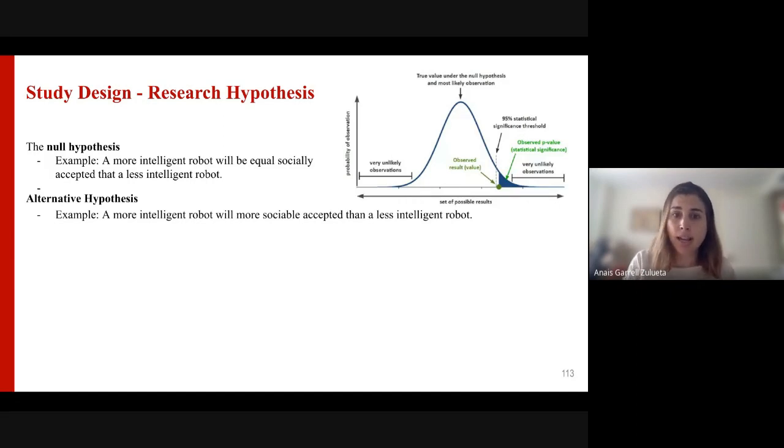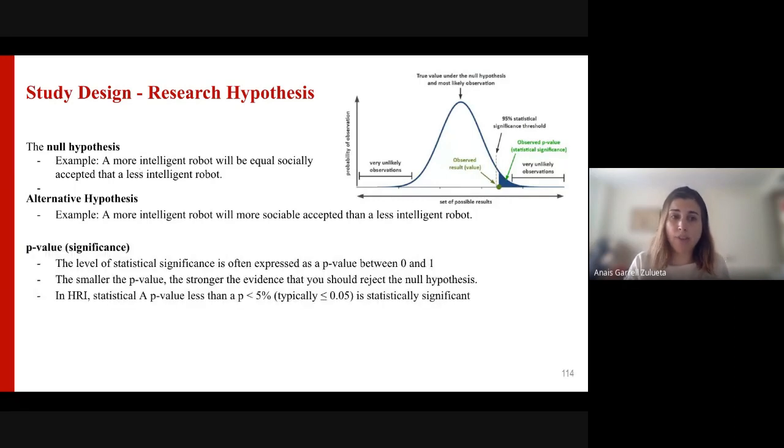For instance, imagine that I have a robot and I want to demonstrate that a more intelligent robot will be more socially accepted than a less intelligent robot. The null hypothesis would be: a more intelligent robot will be equally socially accepted as a less intelligent robot. This is the one that I want to reject. And then we have the p-value.